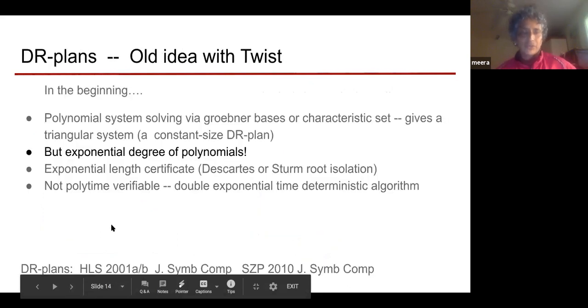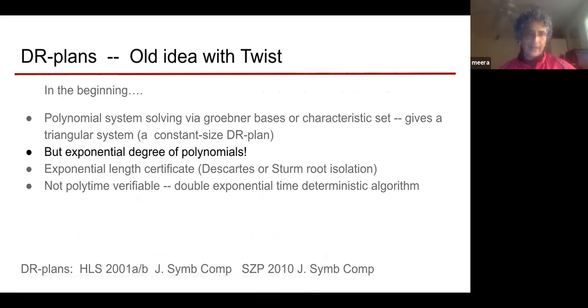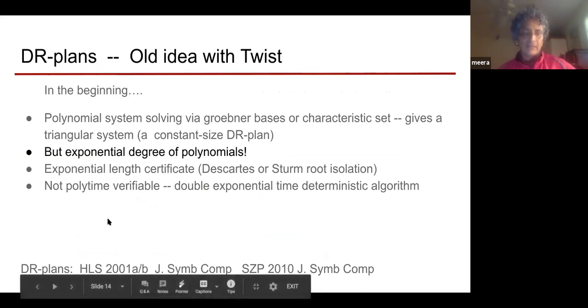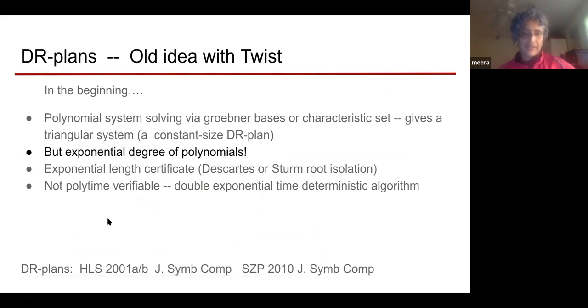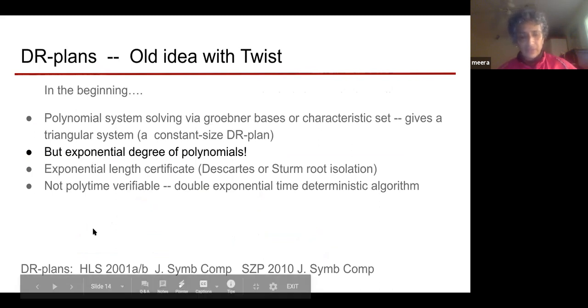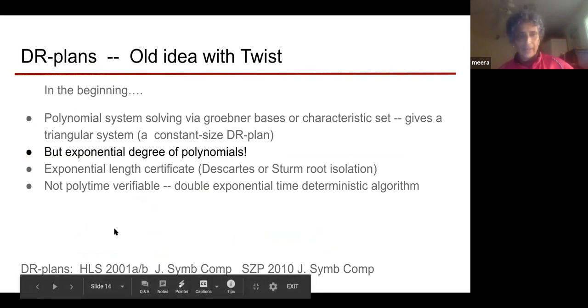So to talk about the DR plan, now that we have motivated why DR plan is something that helps in 2 different ways. We motivated in one way, which is to give a certificate for the particular solution that you care about, so that once the certificate is there, you can check whether that solution exists in polynomial time.